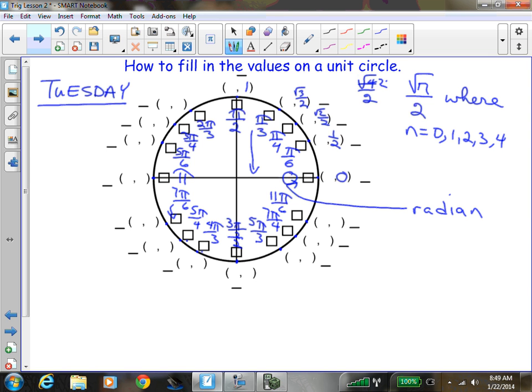Now, I know that's not quite what Miss Jones does with it, but it's a way to get the numbers. Okay, now, if you're going to get the cosine, you take these numbers and write them starting here. So it's 0, 1/2, square root of 2 over 2, square root of 3 over 2, and 1.